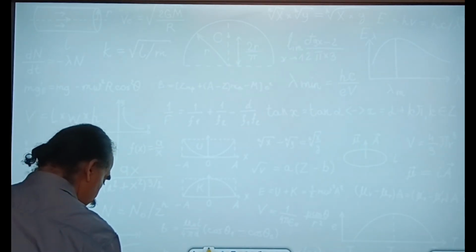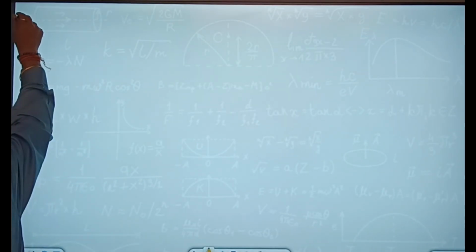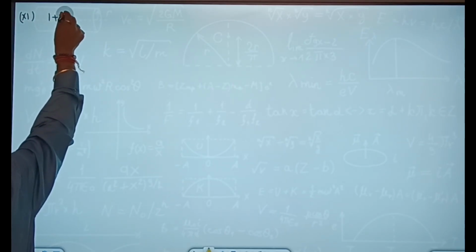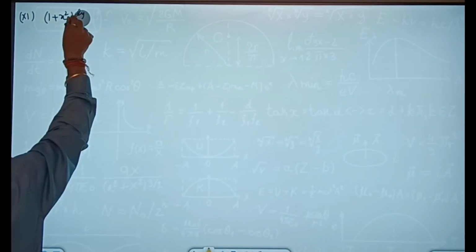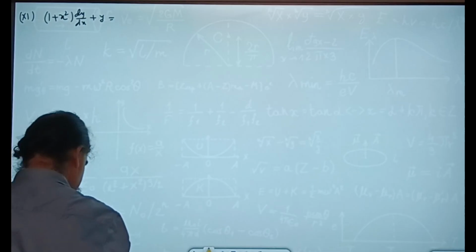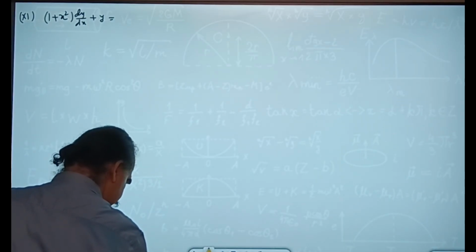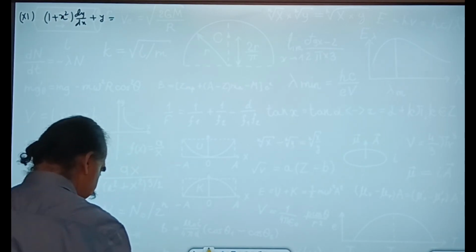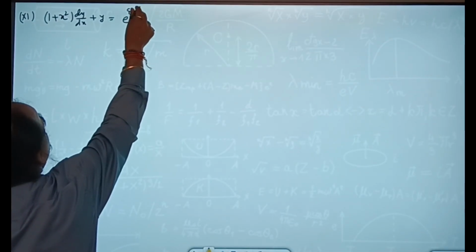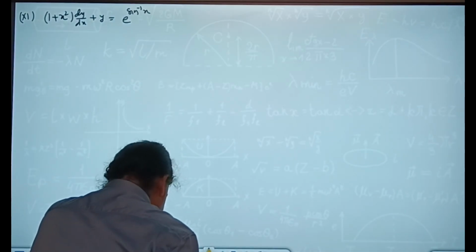C11. (1 plus x square) dy by dx plus y is equal to e raised to tan inverse x.